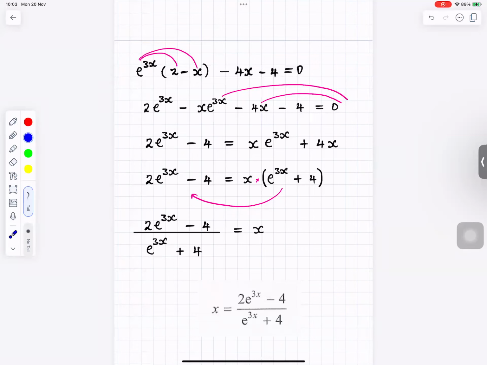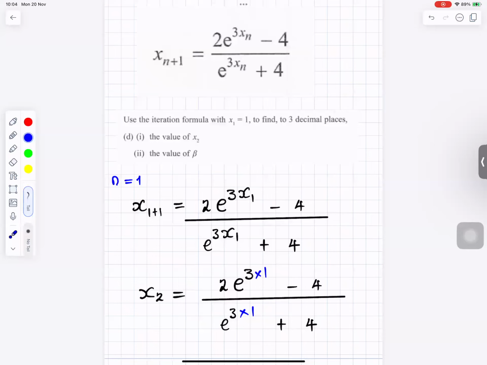So what you can do is remove the brackets. So it becomes 2e to the 3x minus x e to the 3x. And then we start to rearrange it. We'll take the x e to the 3x to the right and the minus 4x to the right. And then we factorize x out. So it becomes x times e to the 3x plus 4, which you take to this side and divide, and that gives you what x is. It shows that expression there.